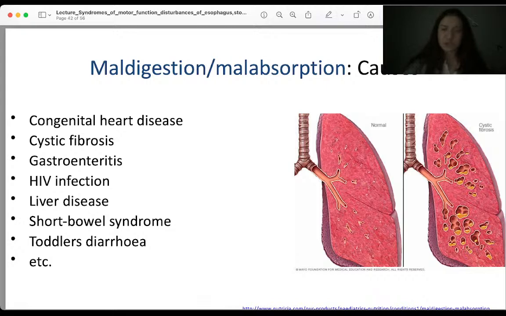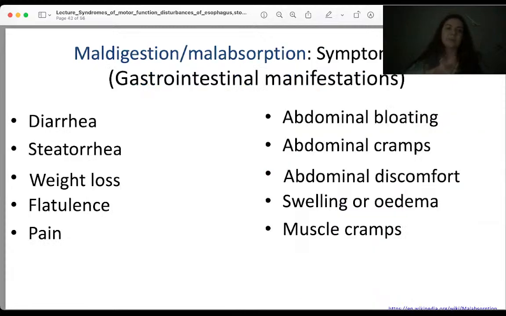Causes of maldigestion and malabsorption. It is congenital heart disease. It can be cystic fibrosis. It can be gastroenteritis, kidney infection, liver disease, short bowel syndrome, toddler's diarrhea, etc. A lot of conditions. You see that it can be GI causes and it can be non-GI causes.